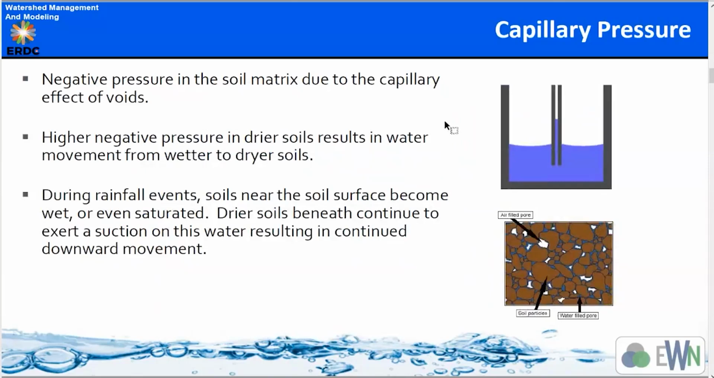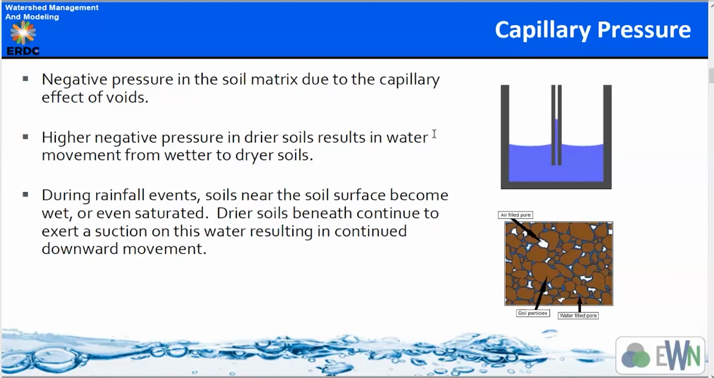So the other part of infiltration, and the more interesting part, is capillary pressure. When you have negative voids in the soil matrix, you get a negative pressure that pulls the water into the soil. It's like if you stick a really thin straw into a glass of water, the water will go up into the straw because it pulls it up in there.